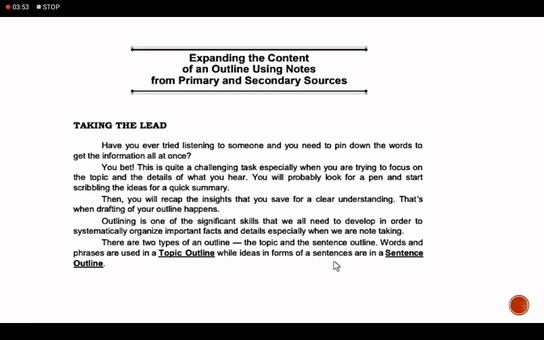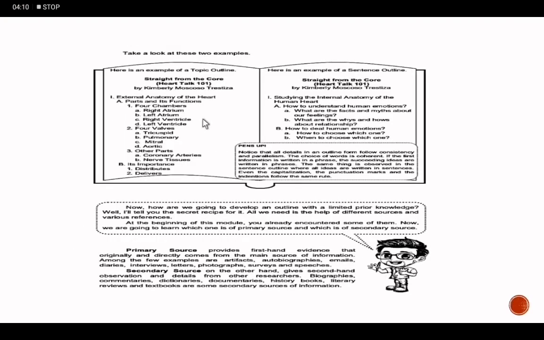There are 2 types of outlines mentioned here: topic outline and sentence outline. So topic outlines are words and phrases, but sentence outlines are composed of sentences. Here's an example. Here's a topic outline, and here is a sentence outline. We see that the sentence outline is a bit longer because it is composed of sentences. For topic, just words and phrases.